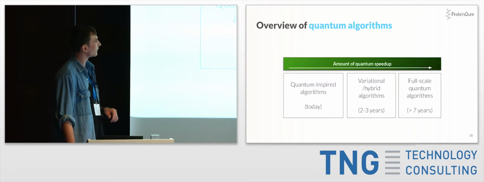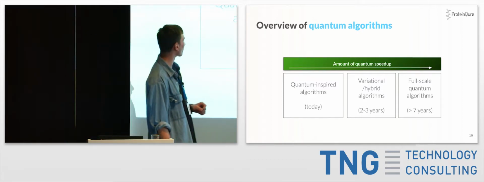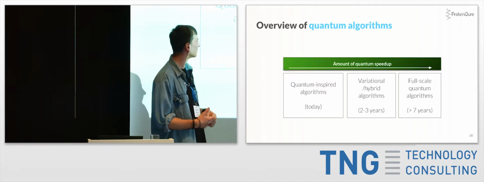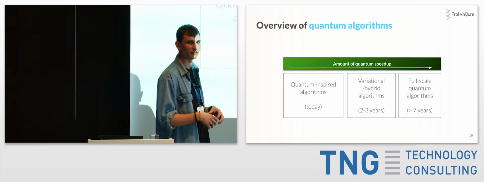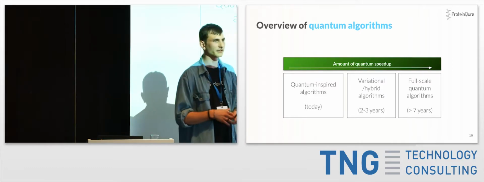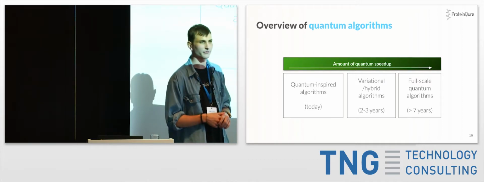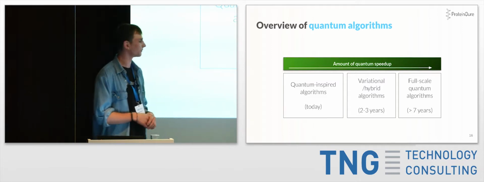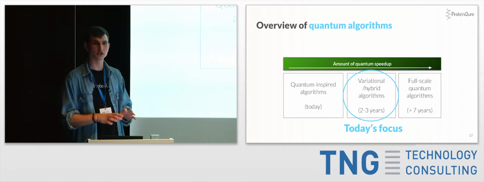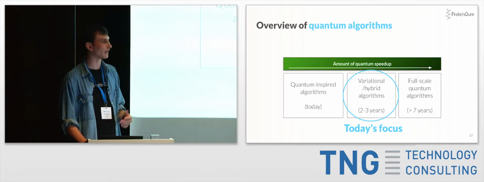And so if you put these things on a spectrum in terms of the speed up that you can expect from these types of algorithms, today we are at this quantum-inspired stage where people basically implement algorithms that derive some sort of insight from the way quantum computers work. Then we have these variational algorithms, which people expect to be useful in the next 2 to 3 years, and then the full-scale quantum algorithms 7+ years out. And today's focus of the talk is mainly going to be on this variational hybrid world of quantum algorithms and how you can apply that to the life sciences.